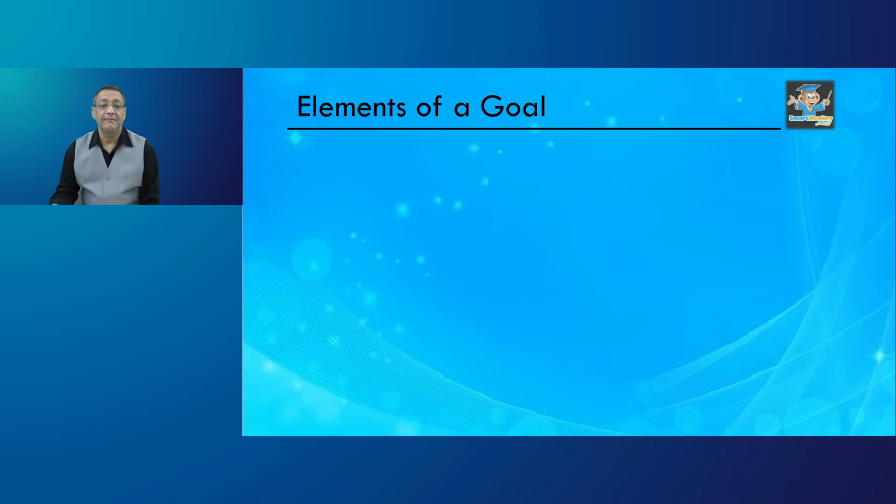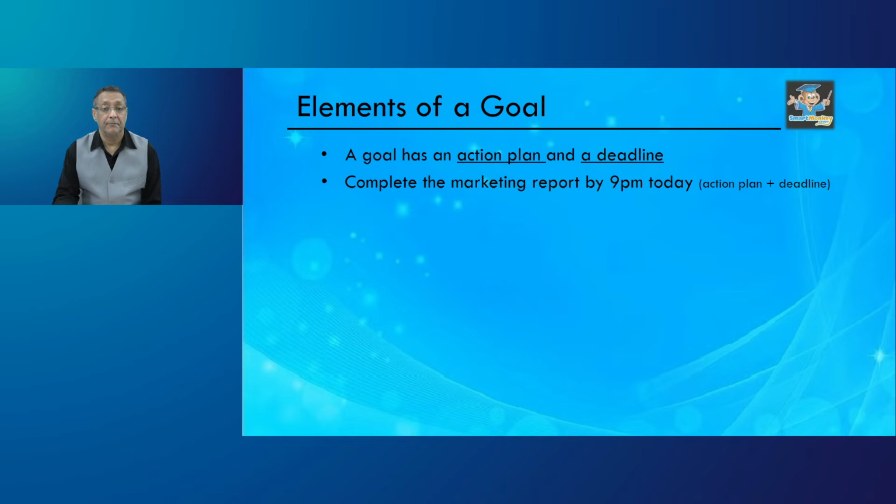Okay, let's look at the elements of a goal. A goal has an action plan and a deadline. Complete the marketing report by 9 p.m. today. Well, it has an action plan and 9 p.m. is the deadline. Go to the yoga class tomorrow. That's again an action plan.